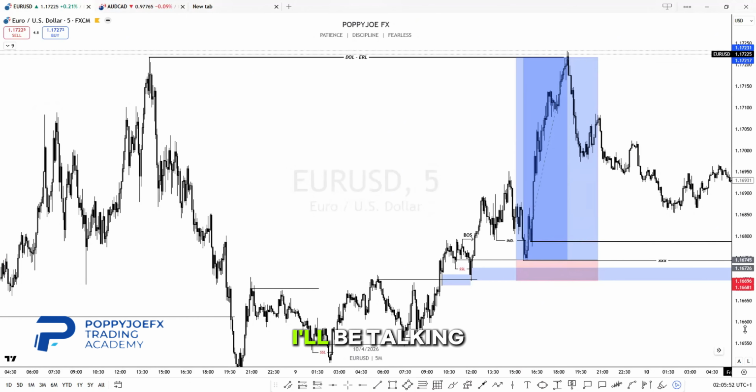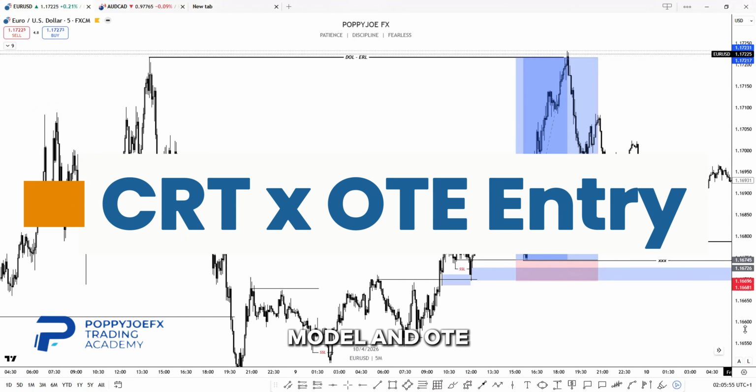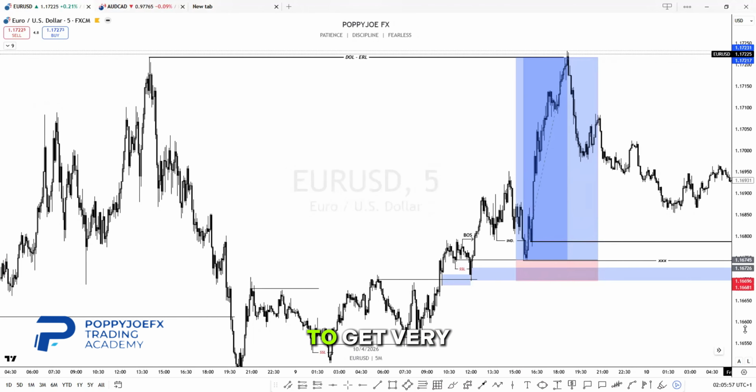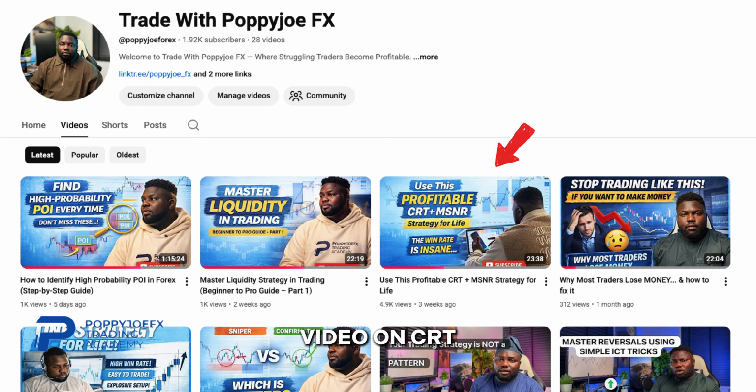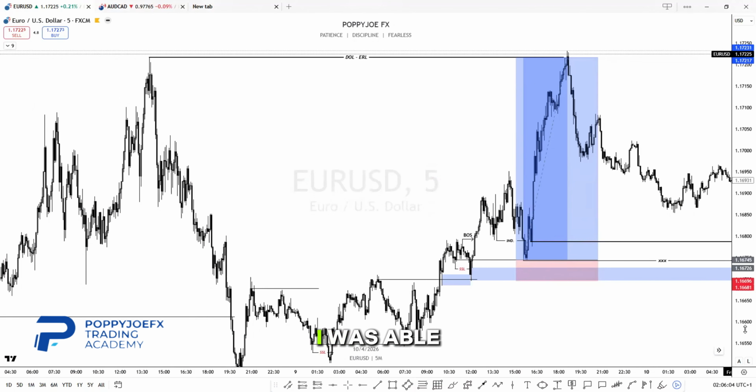In today's video, I'll be talking about the CRT model and OTE as a method to get very clean and precise entries in the market. In my previous video on CRT and MSNL, I showed you how you can use the CRT model to get directional bias, and also how we use the MSNL key levels to get very good sniper entries in the market.